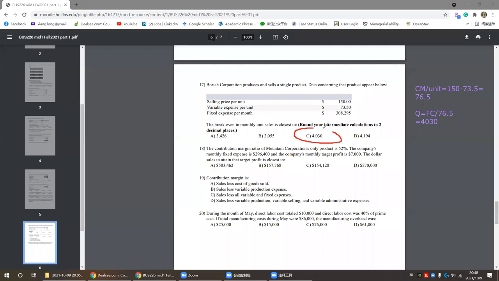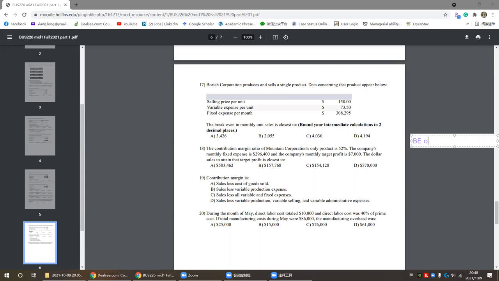This should be very straightforward and very easy for question 17. Question 18. The contribution margin ratio of this company is 52%, and the company's fixed cost is equal to 296,400. The monthly target profit is equal to 7,000. So what will be the dollar amount? Okay, we need to find out. So we are just using the exact equation right here.